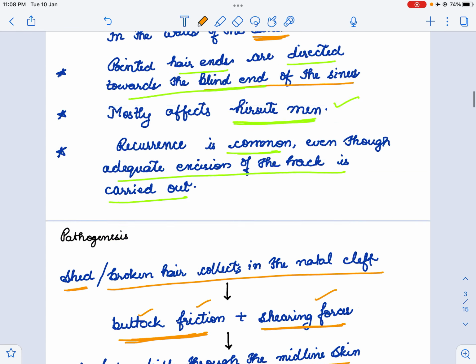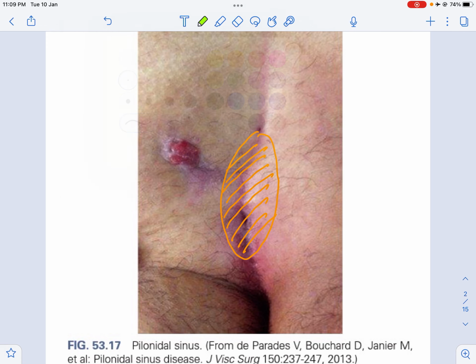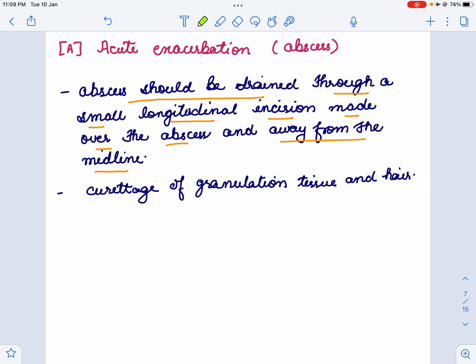So, let us look at this again. Supposing this patient has an abscess, and let us say the abscess is in the midline. So, this is the region of the abscess. The incision should be made longitudinally. It should be made away from the midline, so you make it somewhere over here. You should never make the incision in the midline. Once you make the incision, you then curette it, that is, you clean it, you remove all the granulation tissue and hair that has collected.